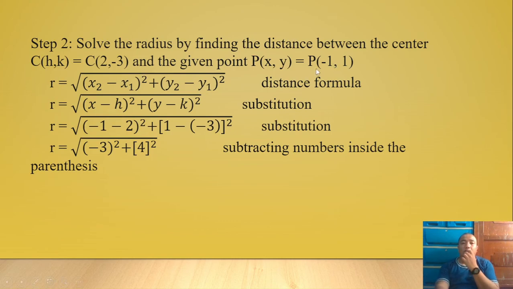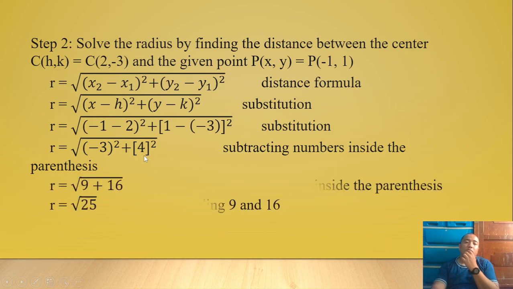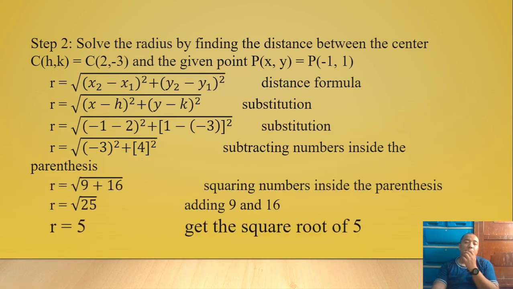So we have negative 1 minus 2, quantity squared. 1 minus negative 3 quantity squared is negative 1 minus 2, negative 3 squared. 1 minus negative 3, positive 4 squared. So that means 9 plus 16, square root of 25. So what is square root of 25? Answer is 5. So therefore the radius is 5 with center at 2, negative 3 passing through the point negative 1, 1.